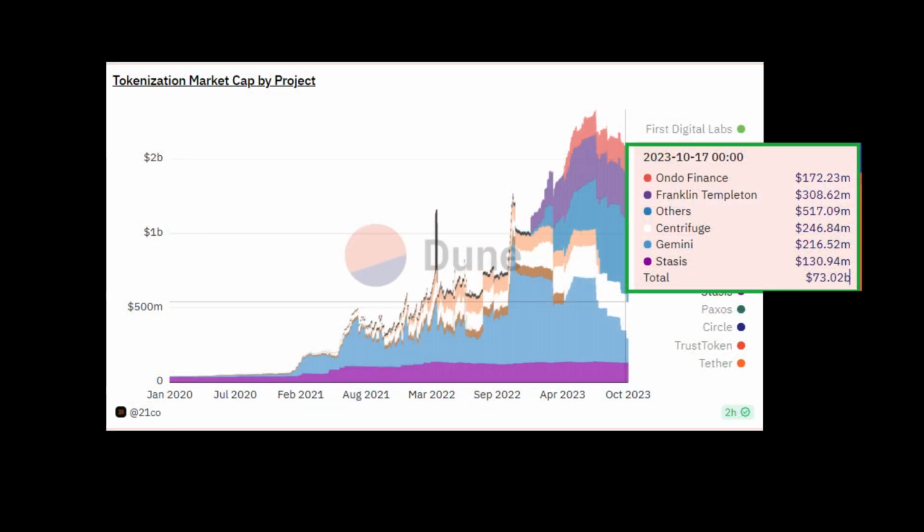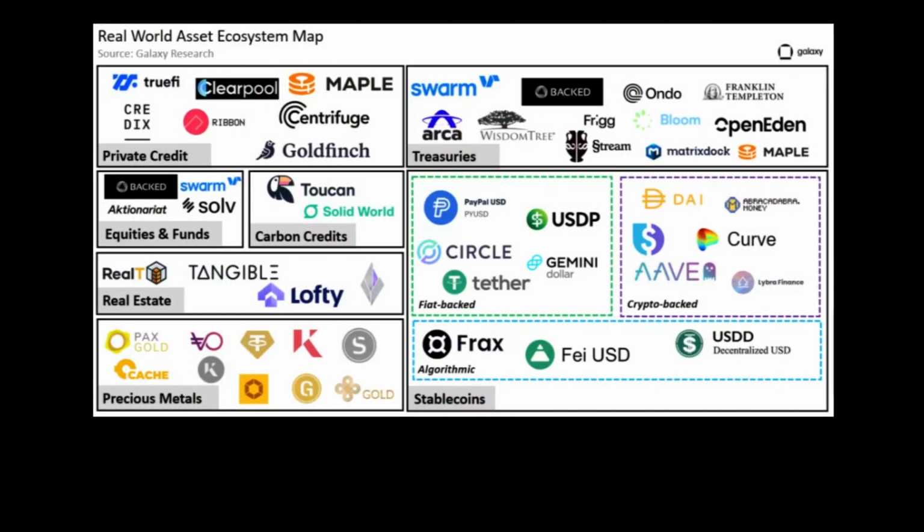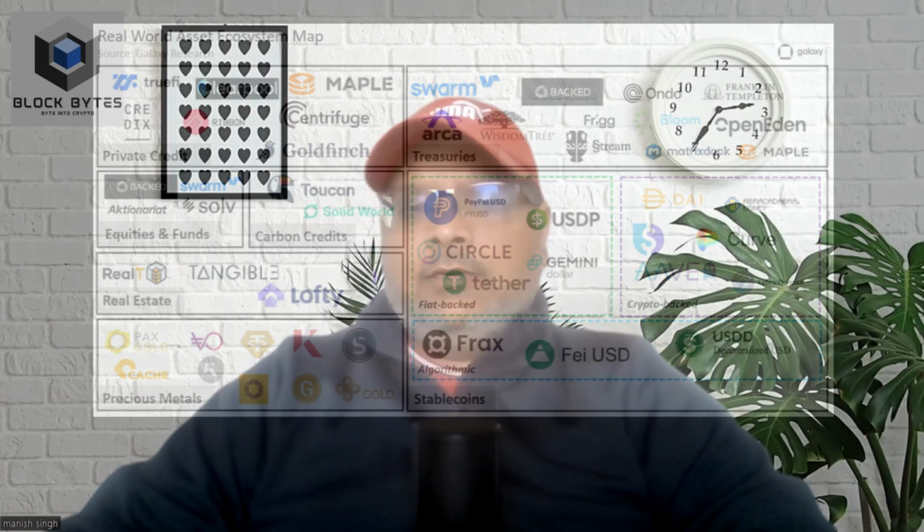Finally, let's look at the main projects in this area based on their market cap. This chart from the same dashboard shows some top projects. It includes names like Ondo Finance, Centrifuge, Franklin Templeton, and others. Putting all this together, we can see that the current ecosystem of real-world assets is like this, according to Galaxy Research. Their report provides some key insights into the RWA space.